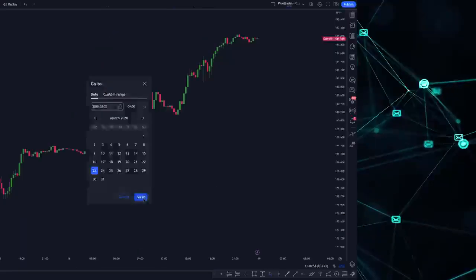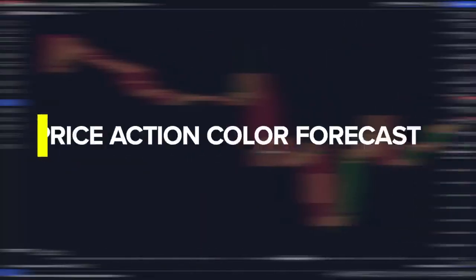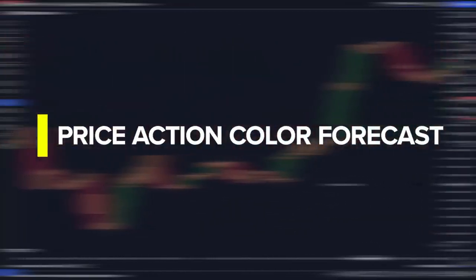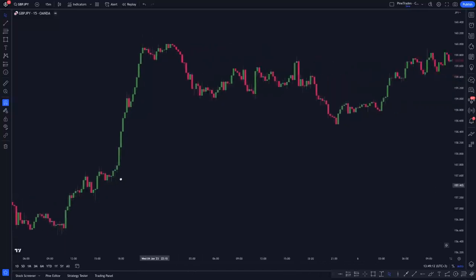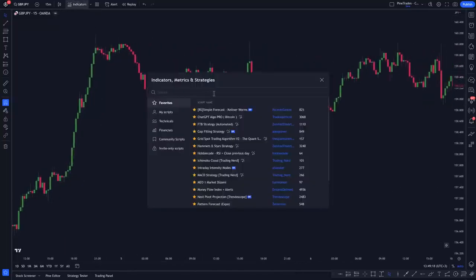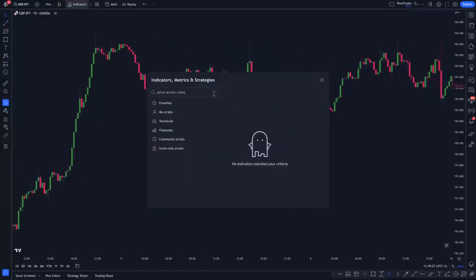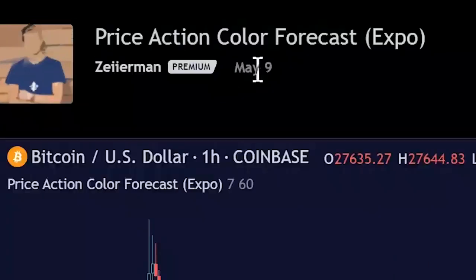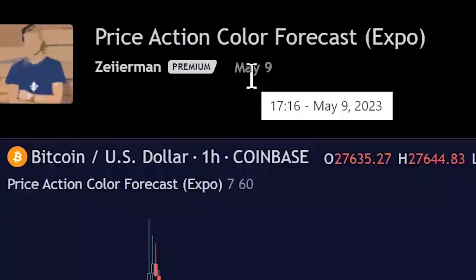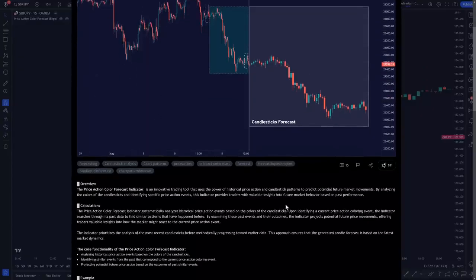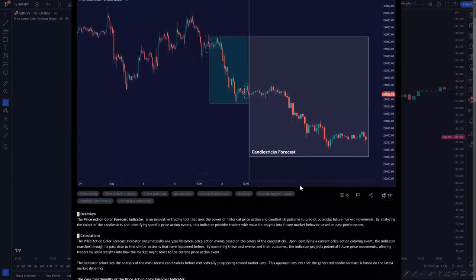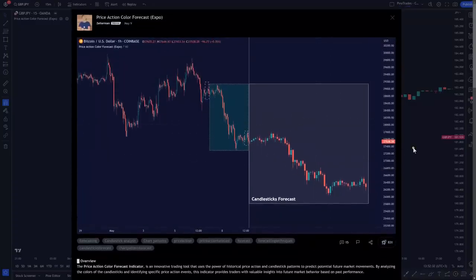Let's get into it. Now, this indicator is called Price Action Color Forecast. To add it to the chart, go to Tradingview, link will be in the description. Next, click on Indicators, then type in Price Action Color. Select this one by Zaman. This indicator was launched on the 9th of May 2023, so basically last month, but it already has over 800 likes on Tradingview, which speaks volumes about how effective this indicator can be.